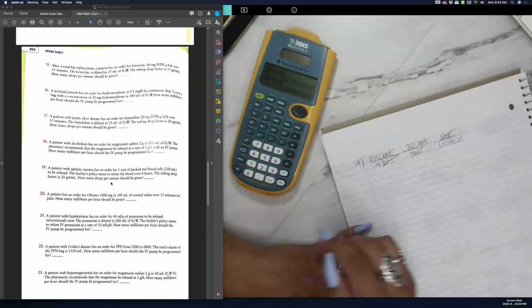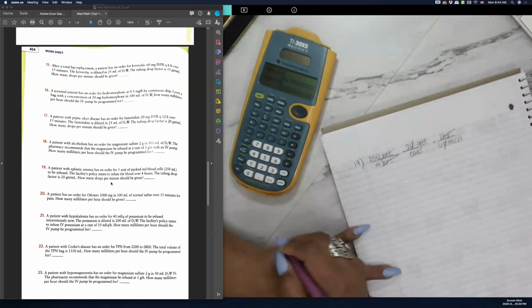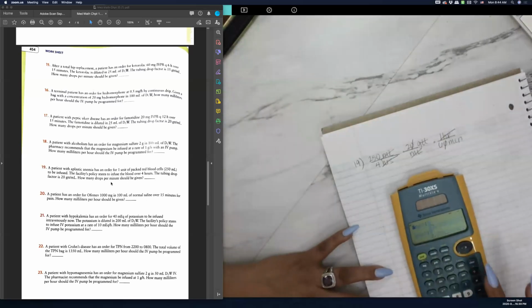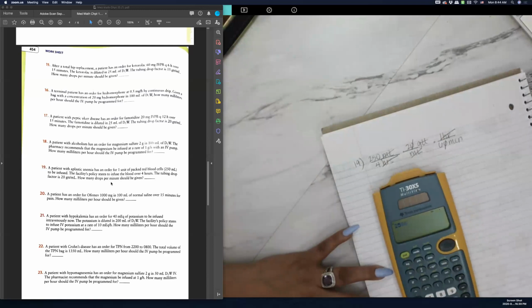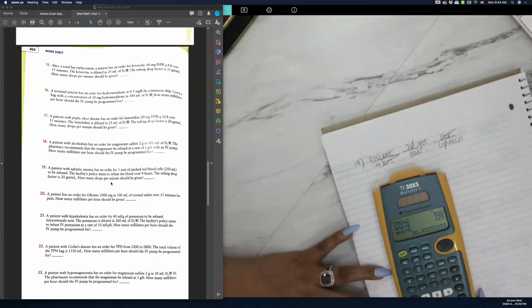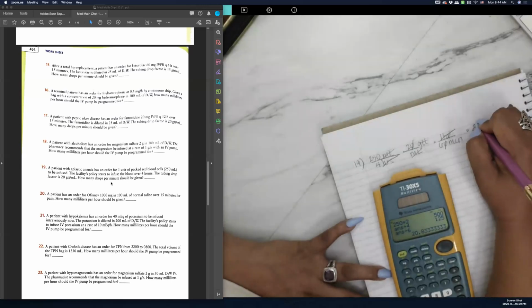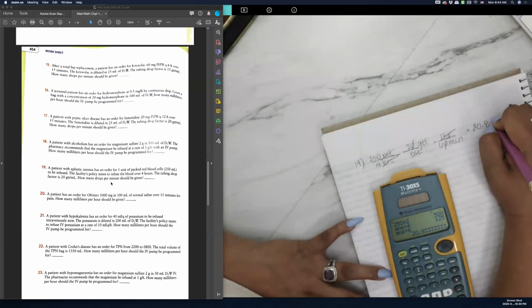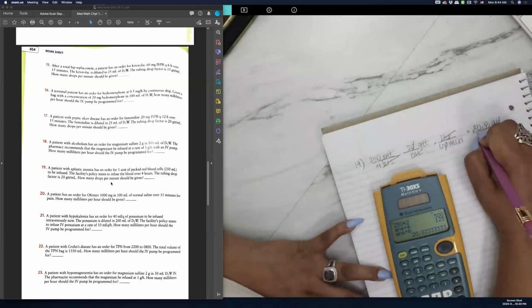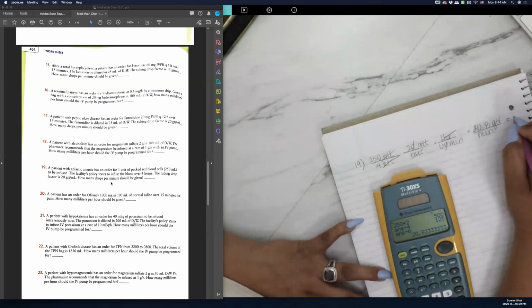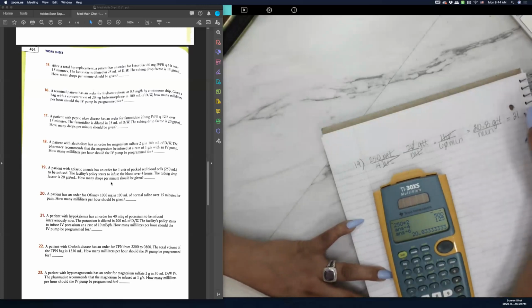Okay, and then we can cancel a trailing 0 here. So we're left with 250 times 2, it's going to give us 500, and then divided by 4 and divided by 6. And that's going to give us 20.8 drops per minute. And then we're going to round that to 21 drops per minute.